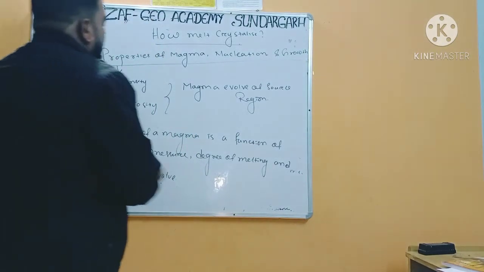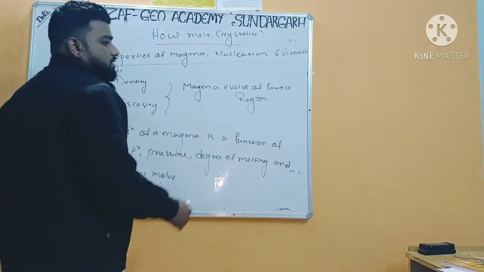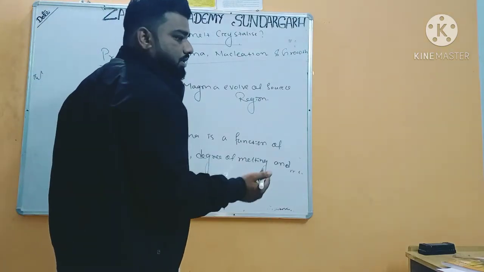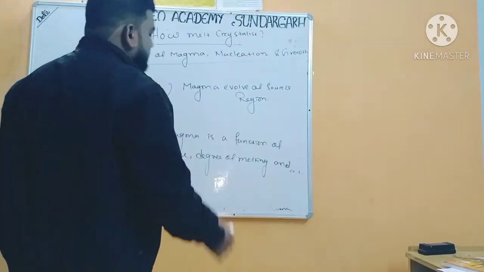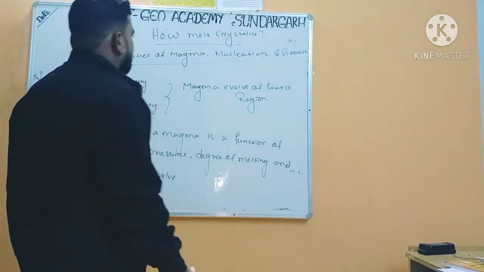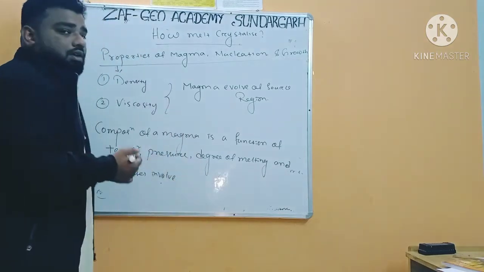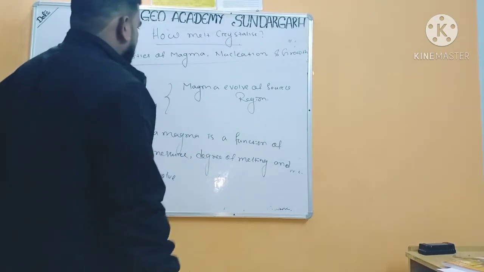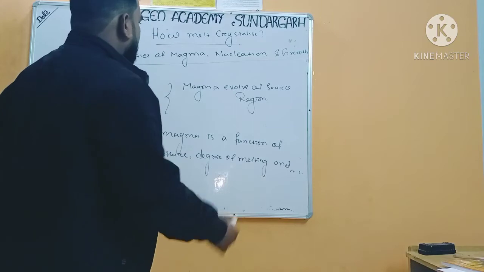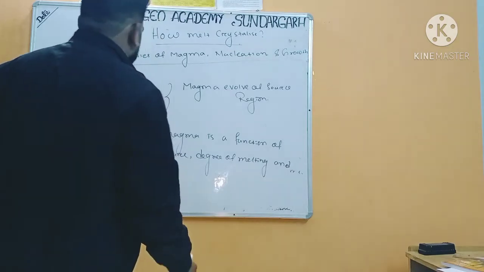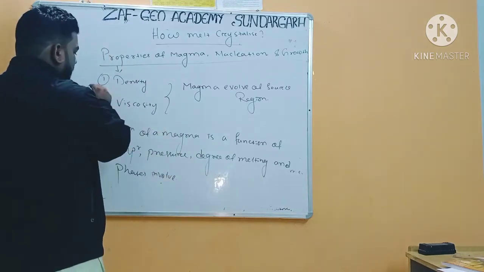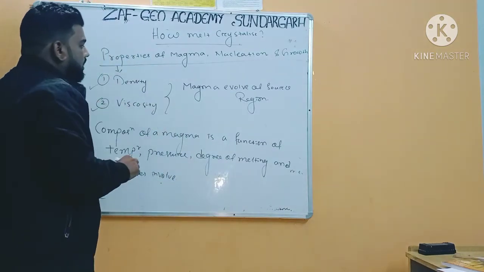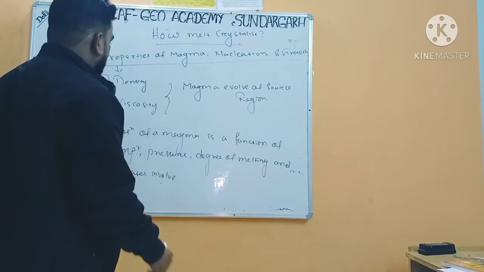So we are discussing the magma, the melt of igneous rock that we call magma or lava. Basically, a question may come to your mind: how will the melt crystallize? The crystallization of the melt is a property of two things, density and viscosity. Here I have written properties of magma, nucleation and growth.